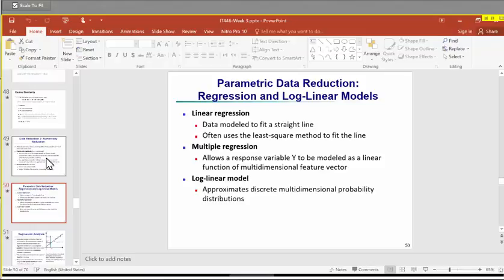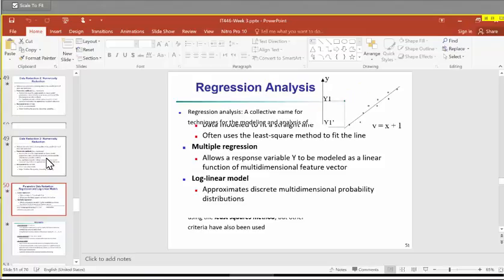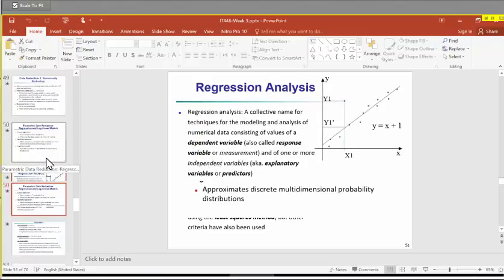Then we have multiple regression, which allows a response variable y to be modeled as a linear function of a multi-dimensional feature vector. So you can have a multi-dimensional vector and then you can have a response linearly related, so that it has multiple times of linear regression. Then we have the log linear model, which approximates discrete multi-dimensional probability distributions by using log linear functions.